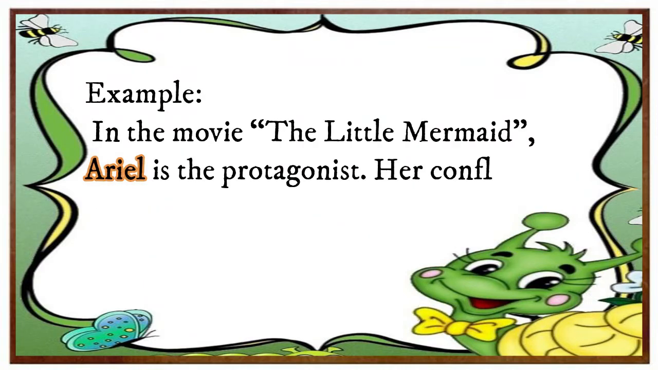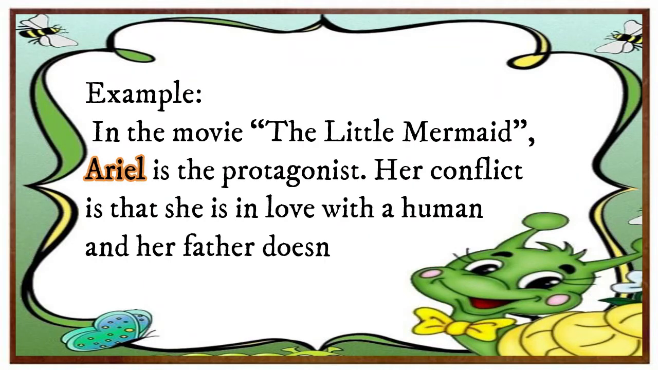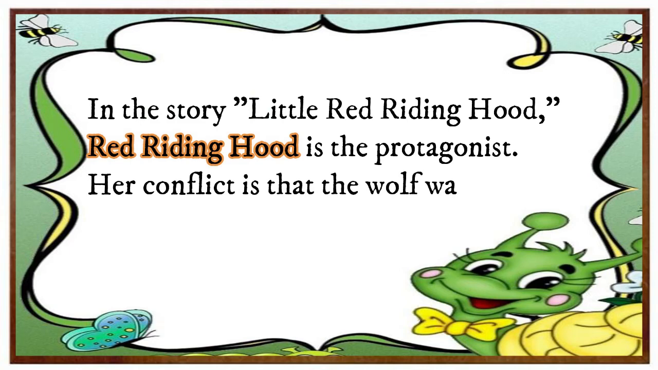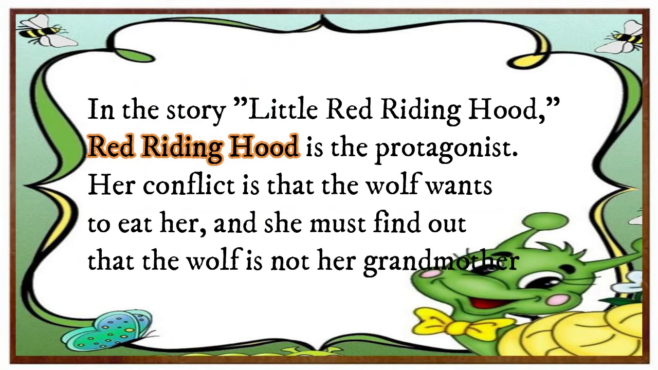Example, in the movie The Little Mermaid, Ariel is the protagonist. Her conflict is that she is in love with a human, and her father doesn't understand. In the story Little Red Riding Hood, Red Riding Hood is the protagonist. Her conflict is that the wolf wants to eat her, and she must find out that the wolf is not her grandmother.